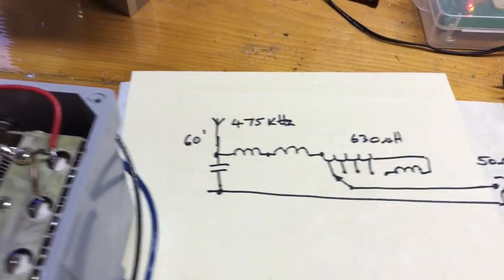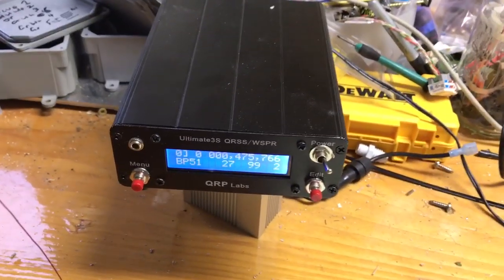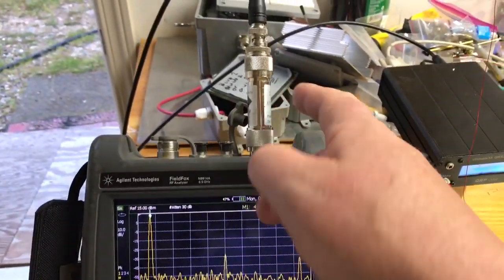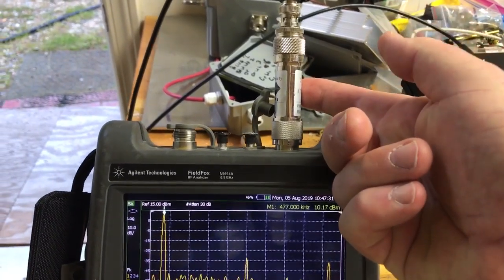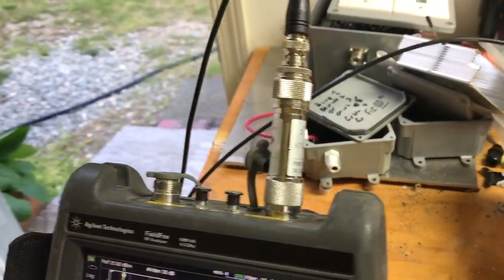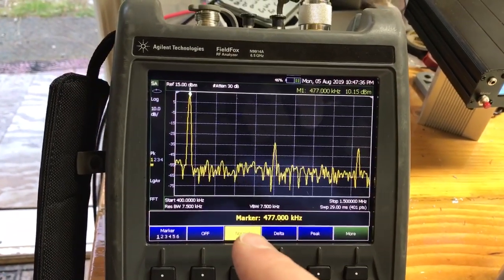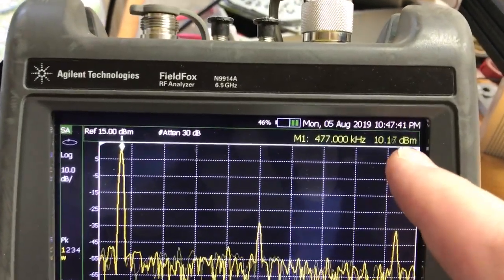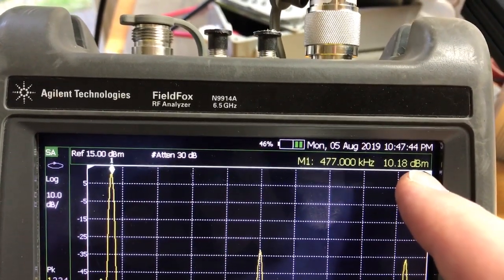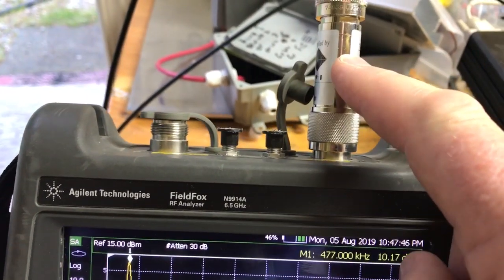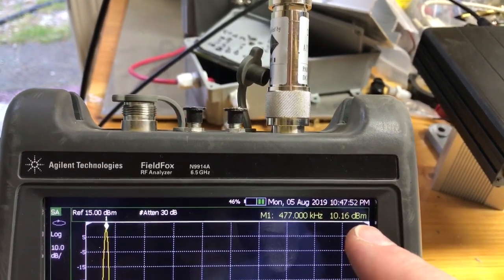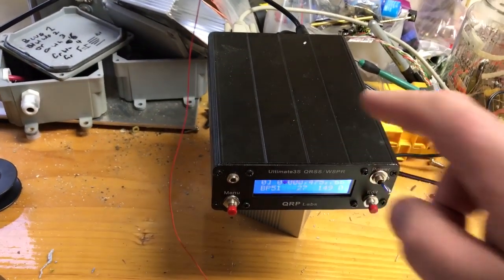And we go out to 50 ohms. So at the moment we're transmitting on 475 into a dummy load, which is this 20 dB attenuator, and it's going into my spectrum analyzer, and we're actually reading the power at the moment. So it's plus 10.17 dBm. You add another 20 dB, and so that becomes 30.17 dBm, which is just over a watt of RF coming out of this device at the moment.